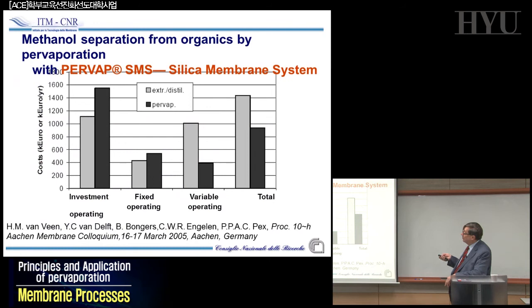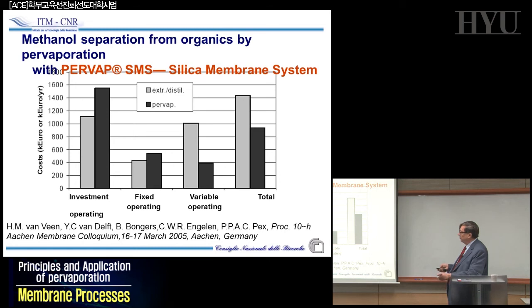It's interesting also the problem with the methanol. And you can have here some comparison, in principle, of the cost of different traditional extraction, distillation, and pervaporation. And in terms of the cost, if you compare investment, the fixed operating cost, and the variable running cost, basically you see here that pervaporation is at the moment more expensive in terms of investment, because the membranes are still expensive and the systems are not very well optimized.